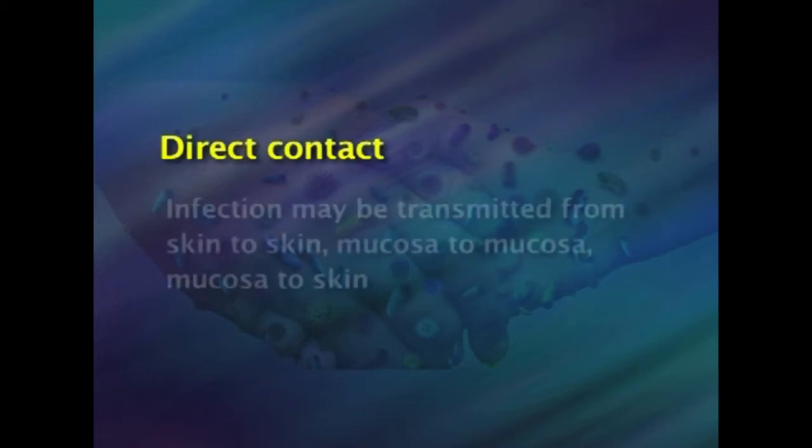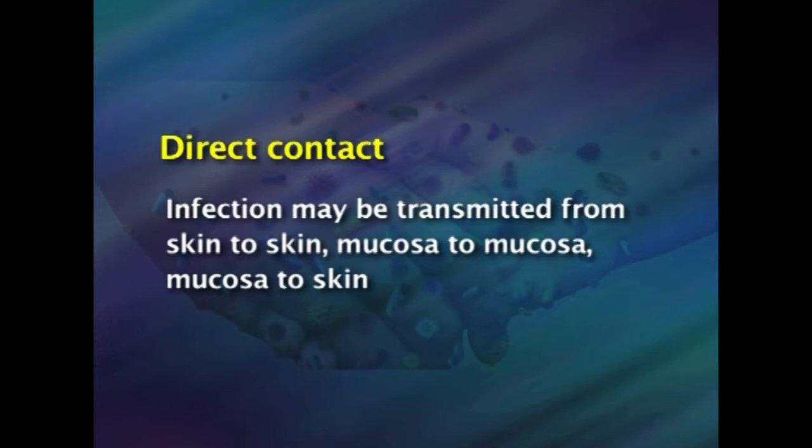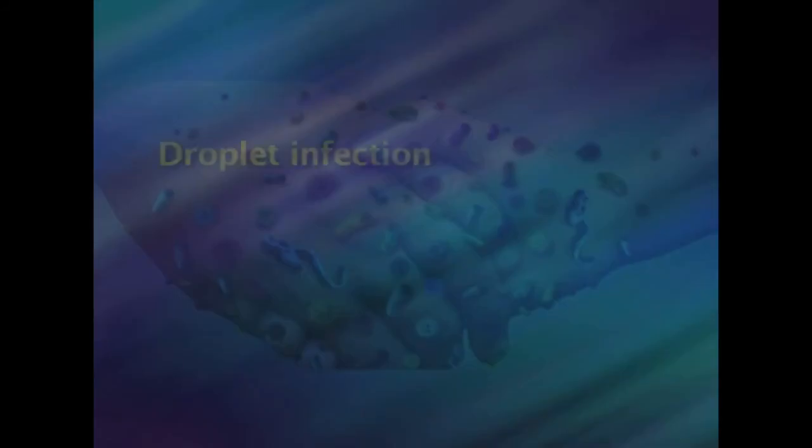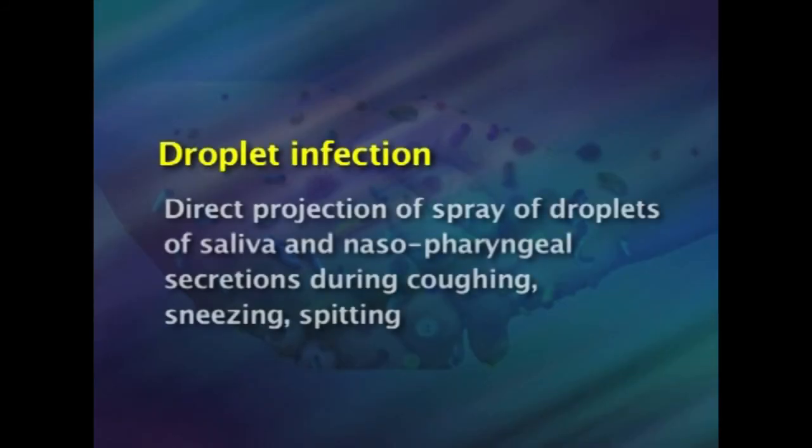Direct contact. Infection may be transmitted from skin to skin, mucosa to mucosa, mucosa to skin. For example, direct contact is seen in sexually transmitted diseases, in AIDS, leprosy, skin and eye infections. Droplet infection. This is the direct projection of spray of droplets of saliva and nasopharyngeal secretions during coughing, sneezing, spitting. This is seen in respiratory infections, cold, fever, tuberculosis, etc.